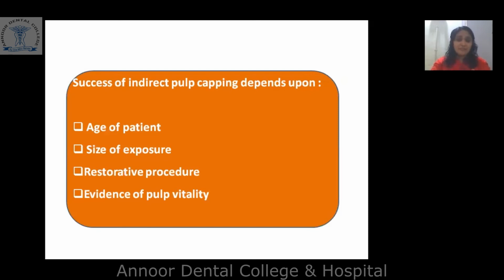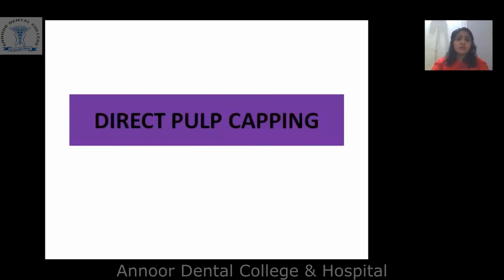Now, what are the different factors on which the success of indirect pulp capping depends? First of all, it depends on the age of the patient, size of exposure, restorative procedure, and evidence of pulp vitality. Now, moving on to direct pulp capping.